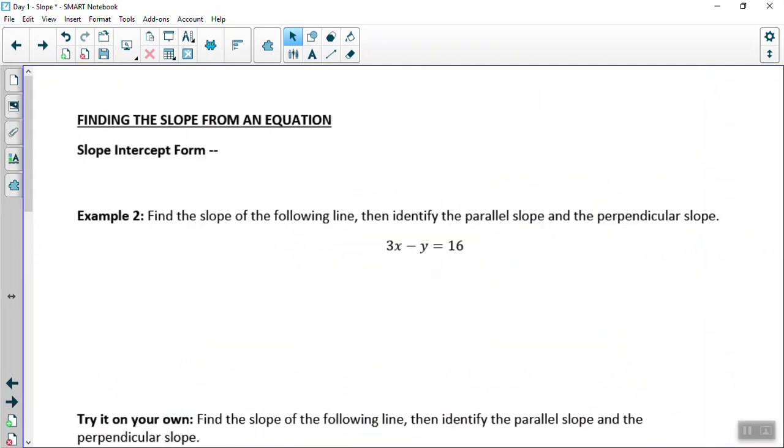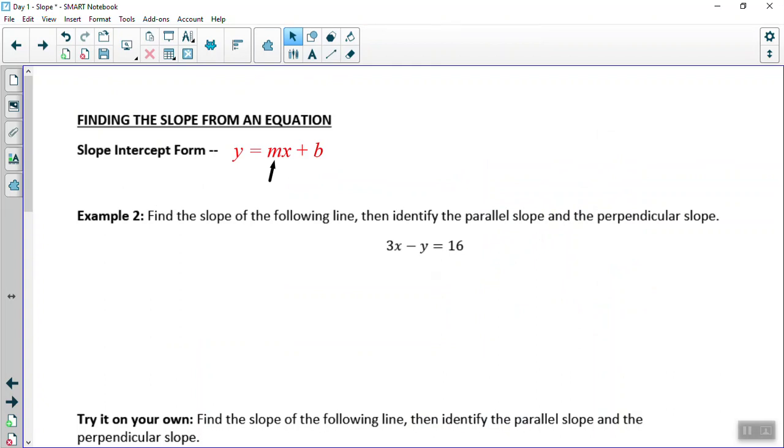Okay, let's go to the next page. And now we're going to look at slope-intercept form. That's y equals mx plus b, where m is your slope. So we're trying to get equations in this form, and then we can identify the slope. The slope is always the coefficient of x.